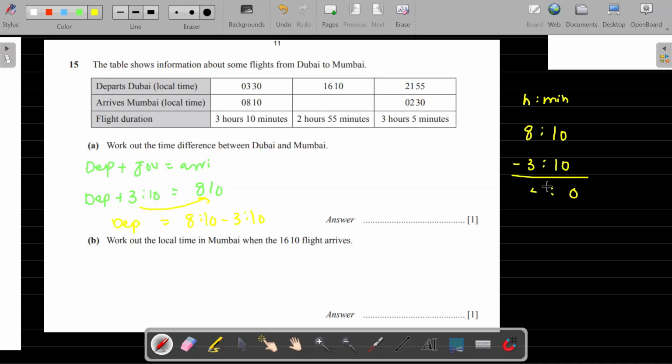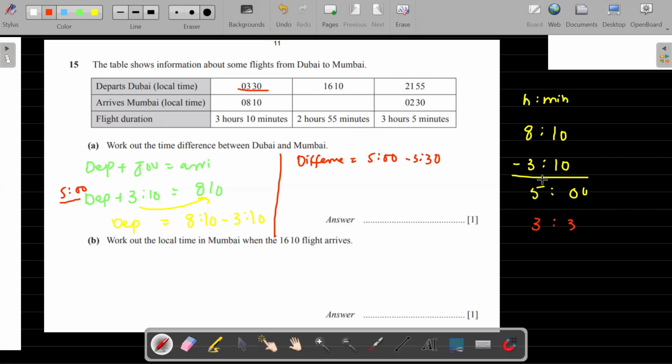You can see that it is 0 minutes and 5 hours. It means that at Mumbai the departure time was 5:00. So according to the local time of Mumbai, the departure was supposed to be 5:00. And at Dubai, when the arrival time according to the local time of Dubai is 3:30, then according to Mumbai local time it was 5 o'clock. So let's figure out the time difference: 5:00 minus 3:30.